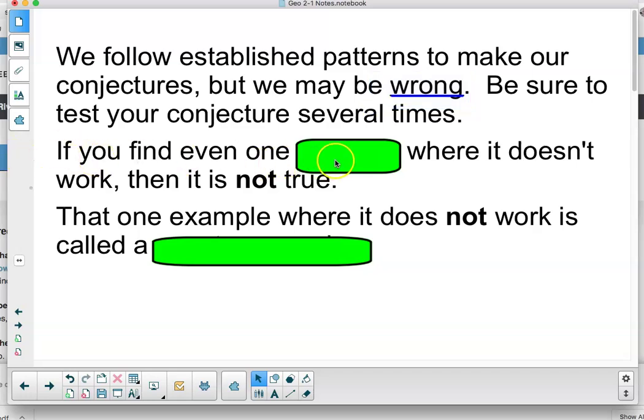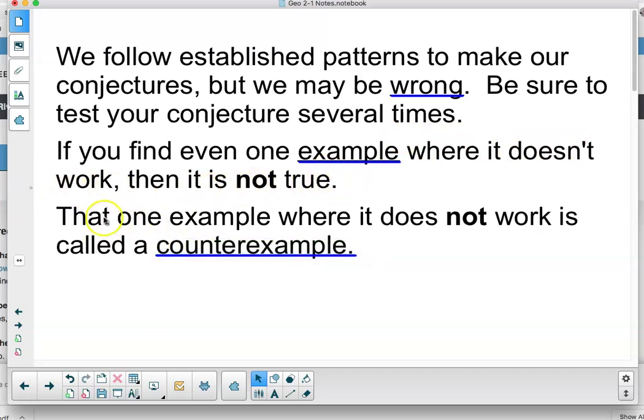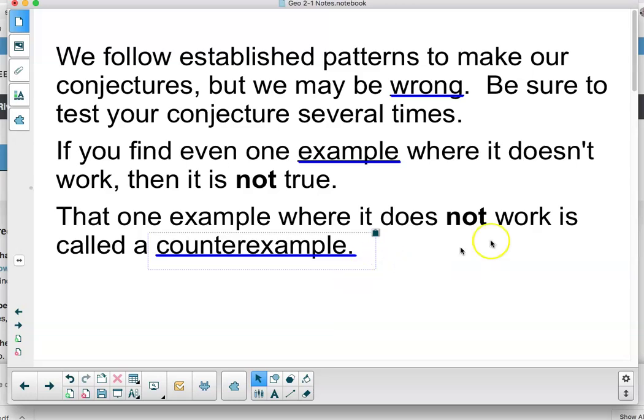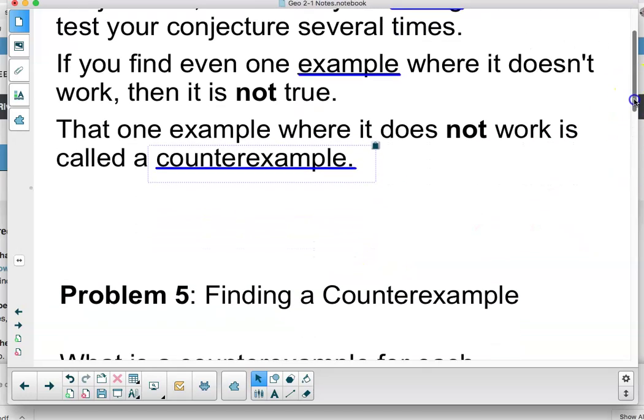If you find even one example where it doesn't work, then it is not true, and this is called a counterexample. The one example where it does not work is called a counterexample. Keep that in mind. That is an example that proves your conjecture to be false, although it works in a lot of other situations. So the counterexample is a big deal.